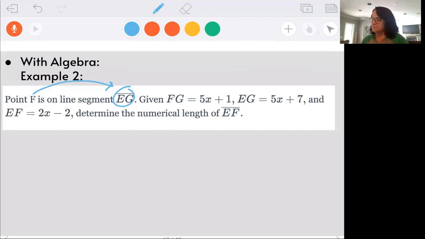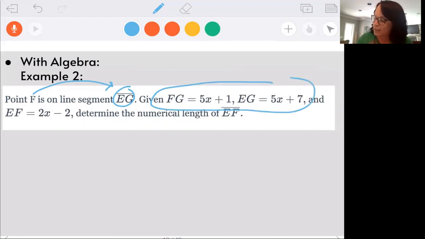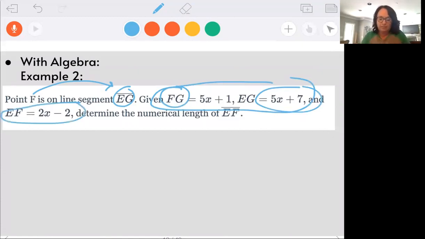All right, so I'm not going to give you the answer. I'm going to actually have you guys do it. So make sure you put F on EG. Make sure you label F to G 5x plus 1, E to G 5x plus 7, E to F 2x minus 2, and you say the piece plus the piece is the whole way across. Combine those like terms and attack the x and see what you get.